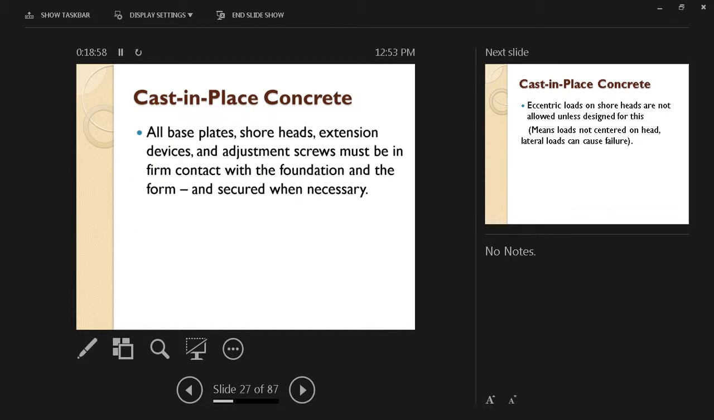All base plates, shore heads, extension devices, and adjustment screws must be in firm contact with the foundation and the form, and secured when necessary to make sure that they do not move out of place under the pressure of the concrete on top of them.